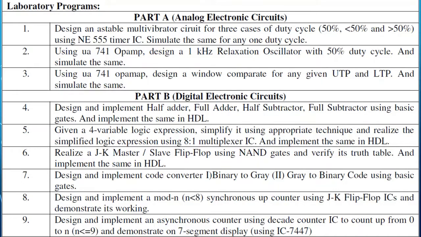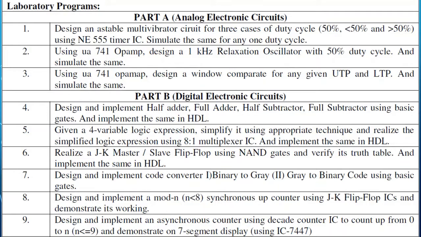So there are three experiments in part A. The first one is the astable multivibrator experiment with various duty cycles. The second one is a relaxation oscillator experiment with a 50% duty cycle. In fact, you can change the duty cycle here. And the third one is a window comparator experiment for the given UTP and LTP values.